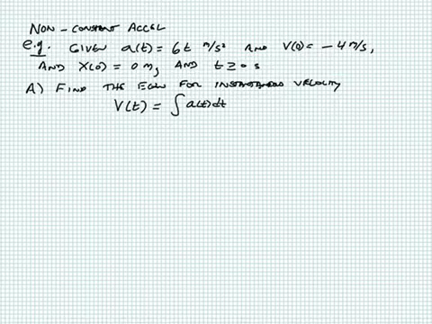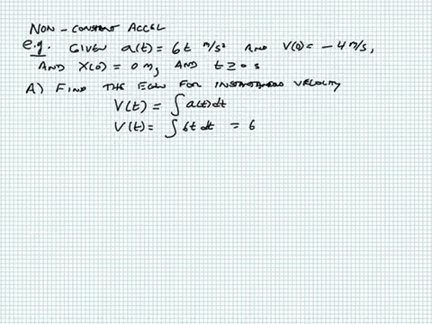So the first thing I'm going to do is put in my equation for the acceleration. Oops, that's the wrong thing. All right, here we go. I'm going to put my 6t in here for acceleration. And so I get velocity as a function of time is equal to the antiderivative of 6t dt. And I can pull the 6 out of that integral.